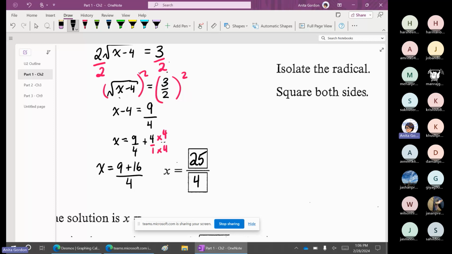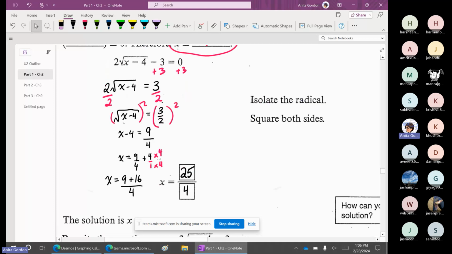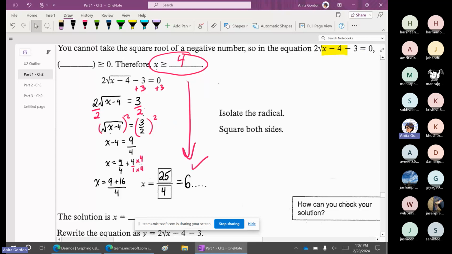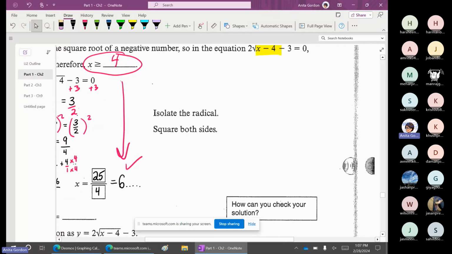The first thing I'm going to do is, does it follow my restriction? Sometimes Ms. Gordon isn't good at math, so I'm going to stick this into my calculator. 25 divided by 4 is going to be 6 point something. Is 6 point something greater than 4? Yes, it is. So I can accept this. It passes my first check. It fits my restriction.